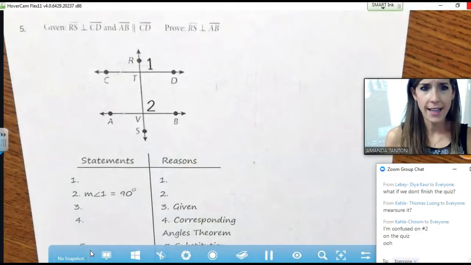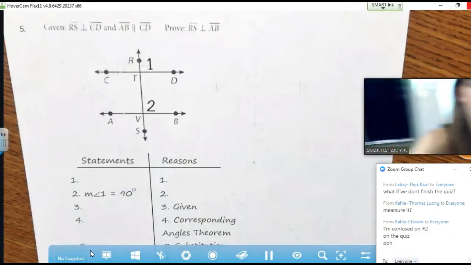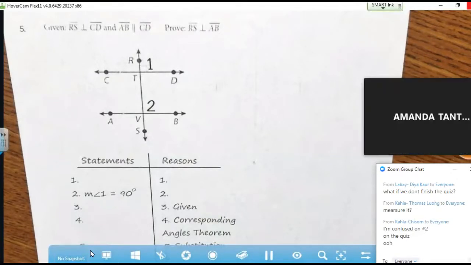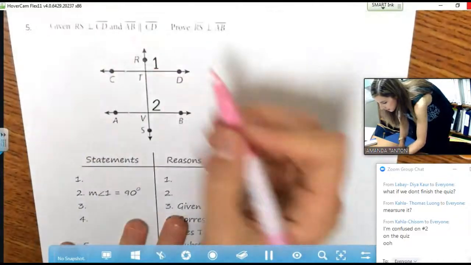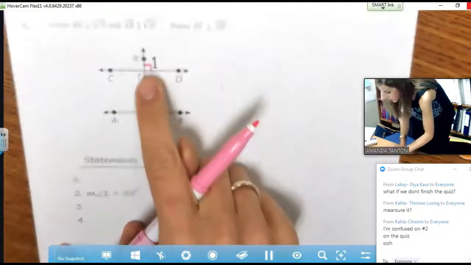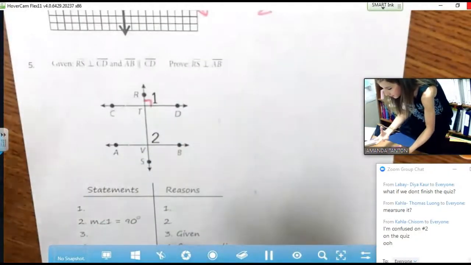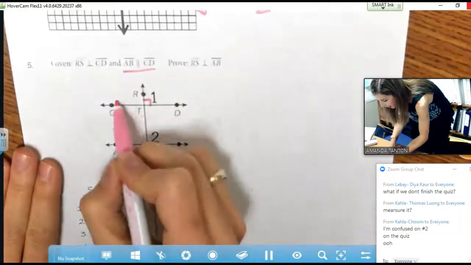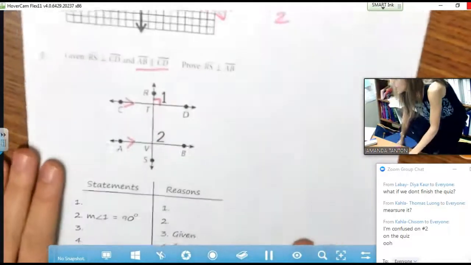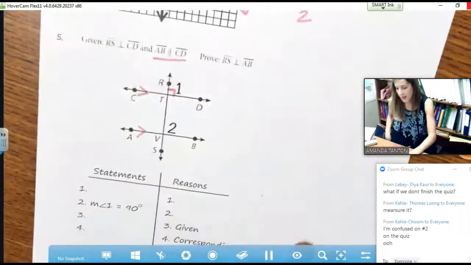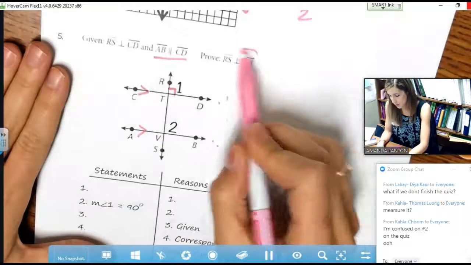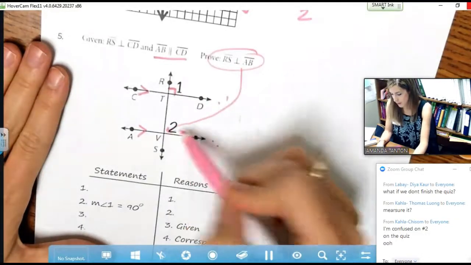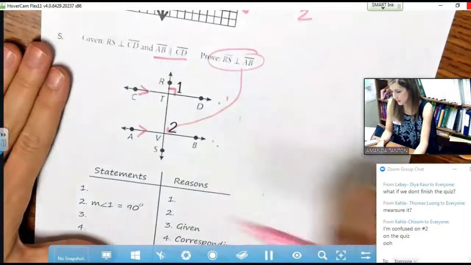Given: RS is perpendicular to CD. So they gave us that RS is perpendicular to CD. This part they gave us. Okay, so we know those are perpendicular, and we know that these lines are parallel. So we want to prove that, hey, if these are parallel and these two are perpendicular, we're trying to prove that these two are perpendicular as well. That AB is perpendicular to RS.